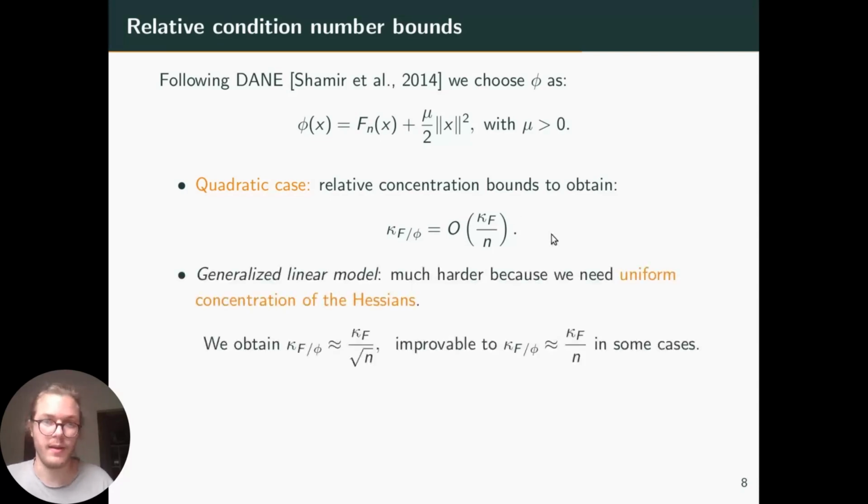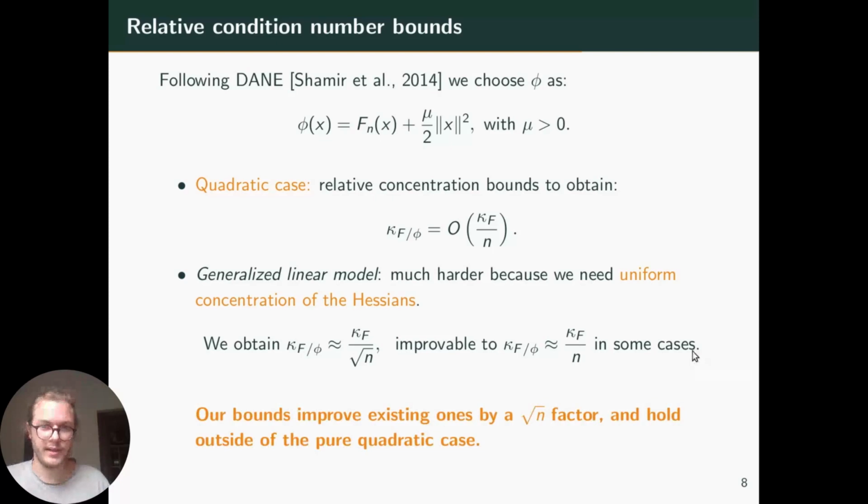then you can already achieve very good speed up, and this just scales very well in the sample size at your server. In the case of generalized linear models, such as logistic regression, it's much harder because you don't concentrate matrices, you need uniform concentration of Hessians. Yet you can still obtain that the relative condition number is of order kappa f over square root n, which is improvable to kappa f over n in some cases. So in some cases you recover actually the convergence guarantees from the quadratic case.